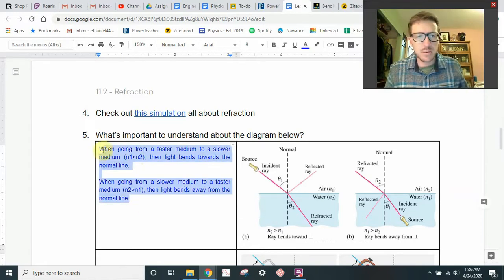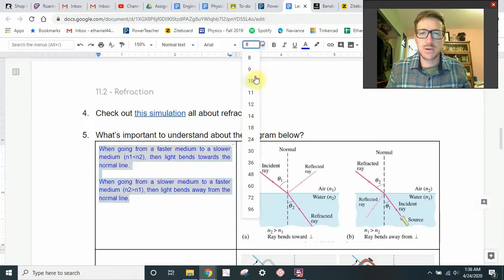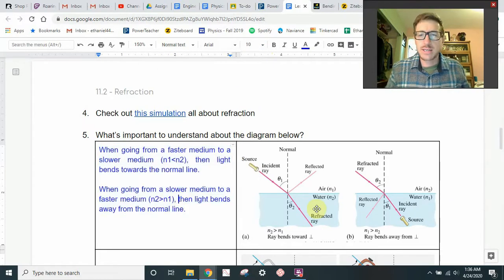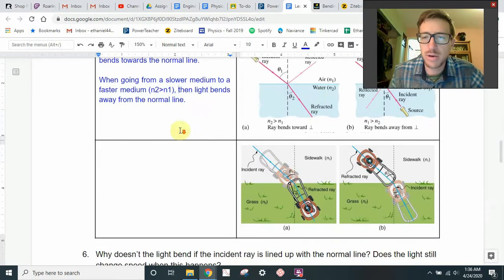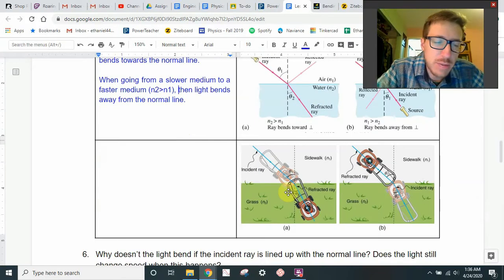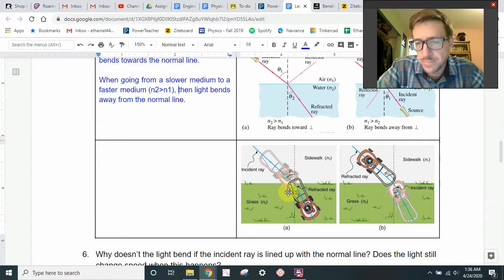Pretty straightforward, nothing too crazy there. The way that I like to think about it is going from faster to slower, and then which side of the ray is hitting first, and how that is going to react. And a good metaphor or simile you can use to think about this is driving a lawnmower. Or you could also think about people marching in a line and going from one medium to another.